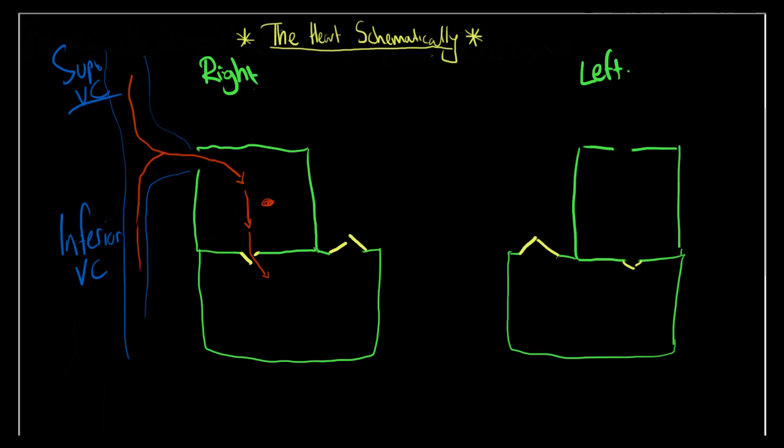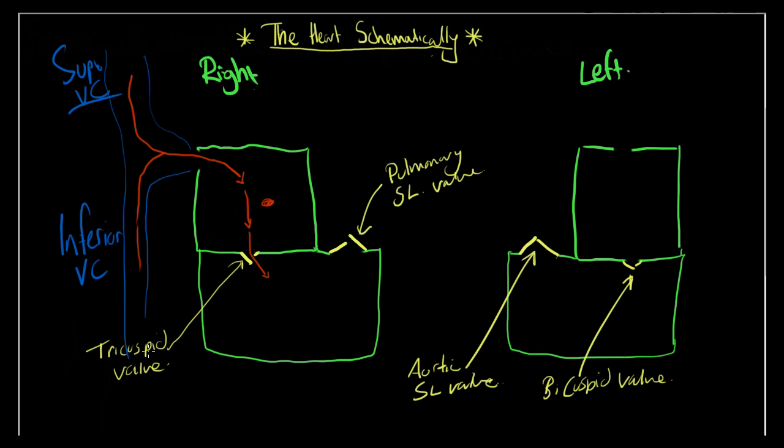So let's have a look at our valve names over here. So this valve here, we call our tricuspid valve. So this valve has got three little cusps on it, and it's got three chordae tendineae and three papillary muscles. And the idea is that when the pressure is higher in the atrium than it is in the ventricle, the blood will be able to push this tricuspid valve open and travel into the right ventricle.